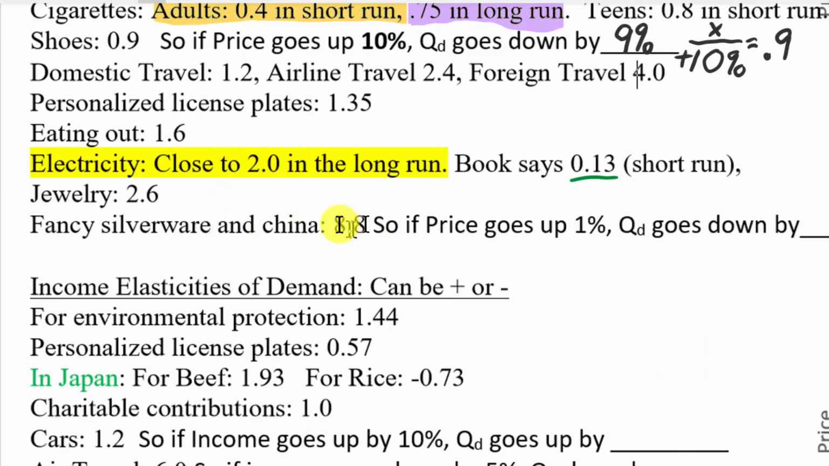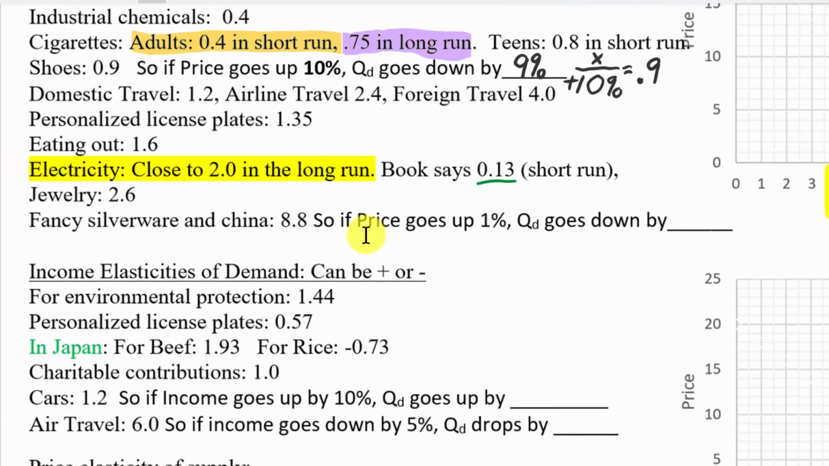How about fancy silverware in China? Extremely expensive. And there are a lot of good substitutes. I mean, paper plates, there are cheaper plates that you can get at other stores that aren't going to cost you $50 or $100 per plate, right? Let's look at this fancy silverware in China, elasticity of 8.8.